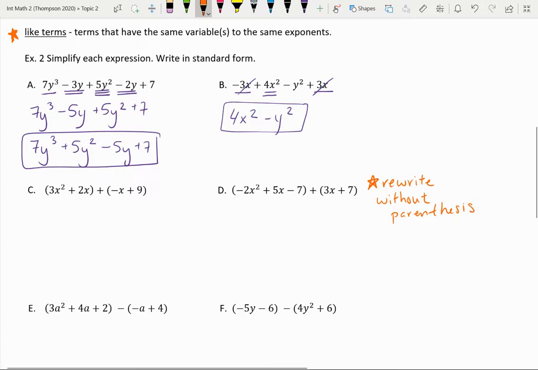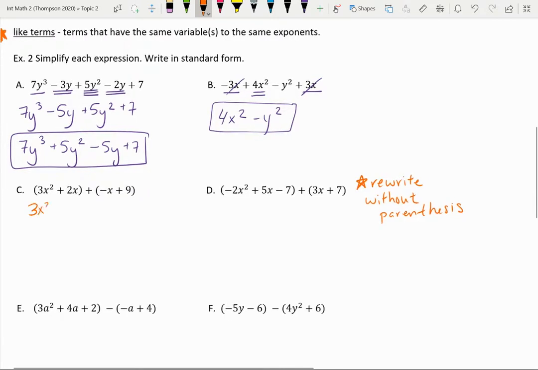Okay. So when I have an addition sign between my parentheses, nothing is going to change. I'm just going to copy down what I already have here and just drop the parentheses. Now, when I have a plus, minus, plus negative x, I could write plus negative x, or I could just write minus x, and then plus 9.